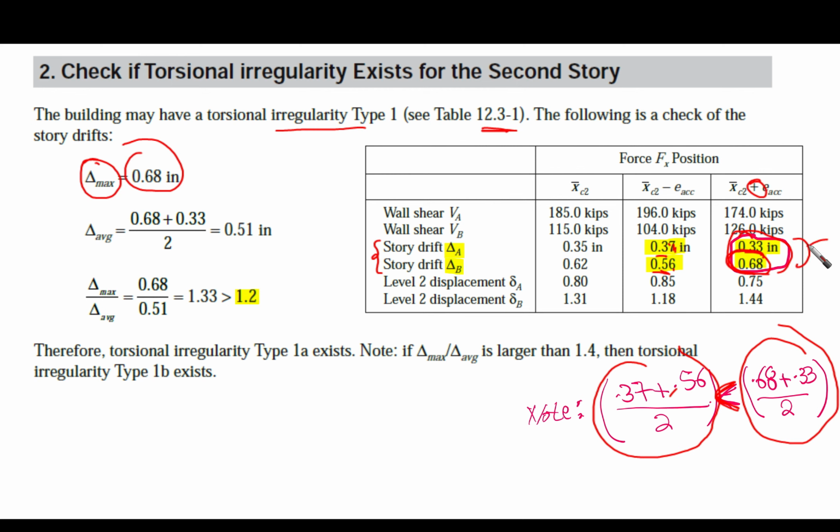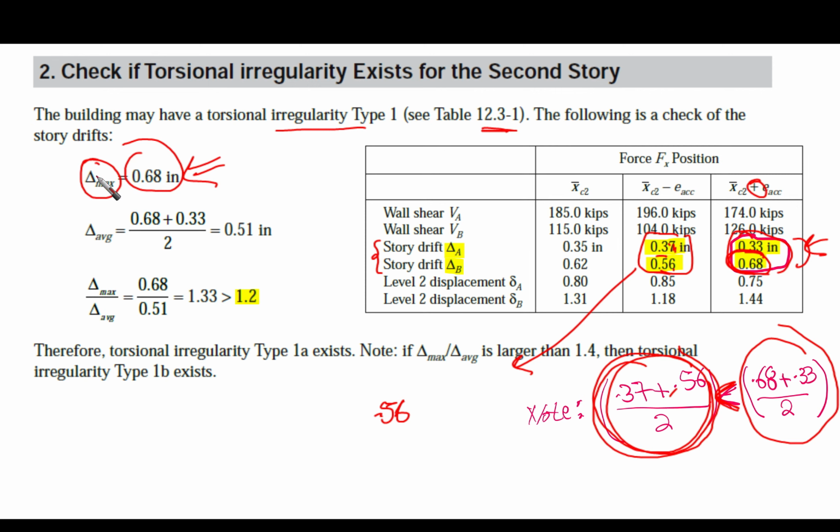Then we're going to check the average of them. Because maybe we are going to check, for example, for this case, the maximum is going to be 0.56, and the average is going to be this average, right? So we need to check whether this average is going to be the maximum, or this average is going to be fulfilling the condition or not. But the code is telling us the maximum only. It's telling the maximum, so we should check the maximum, which is 0.68, and check the corresponding average of it.